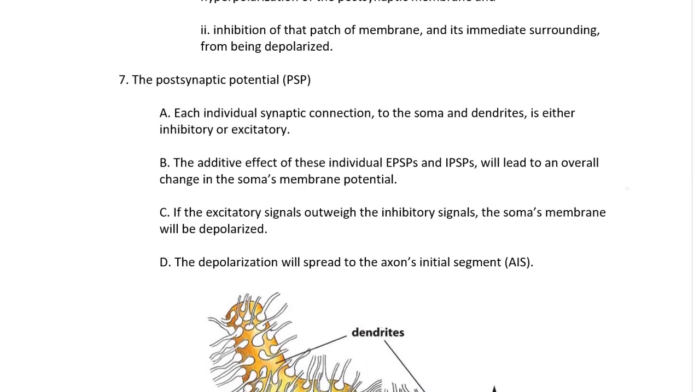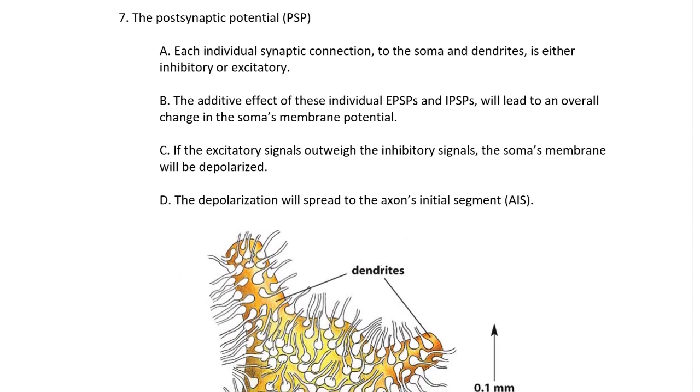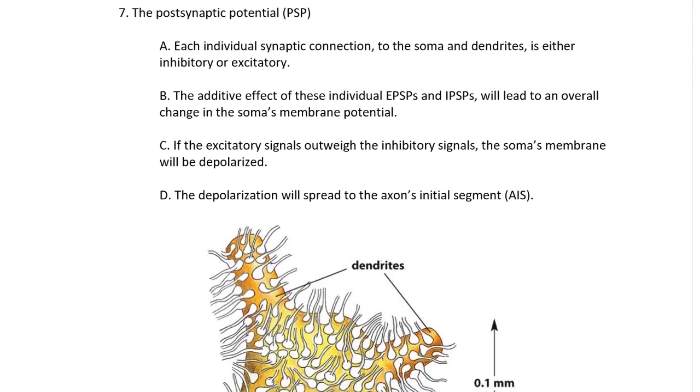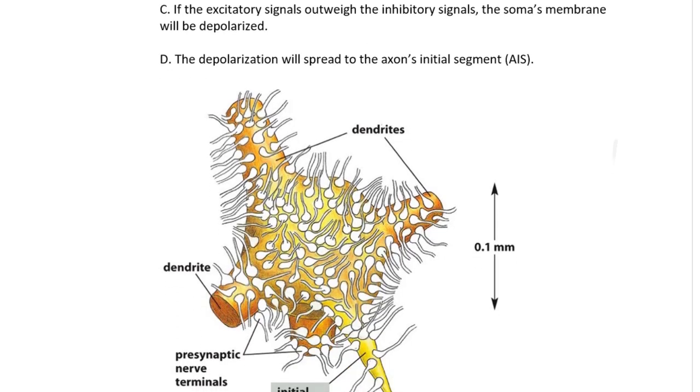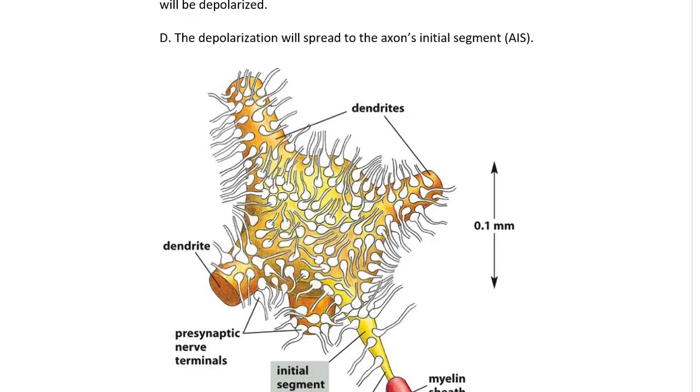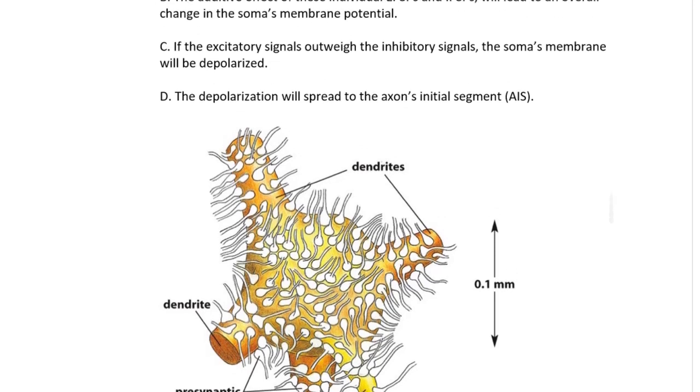The postsynaptic potential. Each individual synaptic connection to the soma and dendrites is either inhibitory or excitatory. So when we look at this picture right here, each of these individual synaptic connections could be excitatory or inhibitory, and they can't be both. So either they're going to hyperpolarize a patch of membrane or depolarize it, causing an IPSP or EPSP.